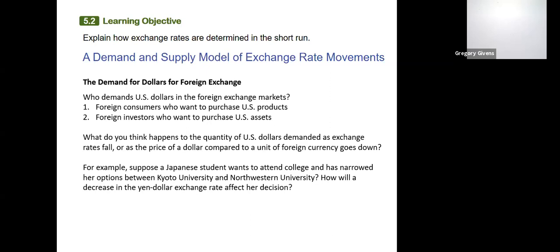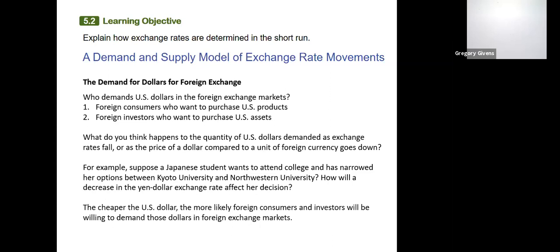US goods and services become cheaper relative to Japanese goods and services. And so all else equal, she may prefer to enroll at Northwestern relative to Kyoto University. But to do that, she can't pay with Japanese yen. They only accept tuition in terms of US dollars at Northwestern. So she's going to demand more dollars in exchange for yen in foreign exchange market. The cheaper the US dollar, the more likely foreign consumers and investors will be willing to demand those dollars in foreign exchange markets.